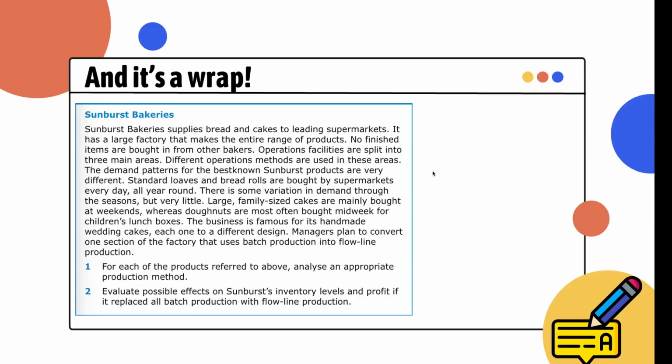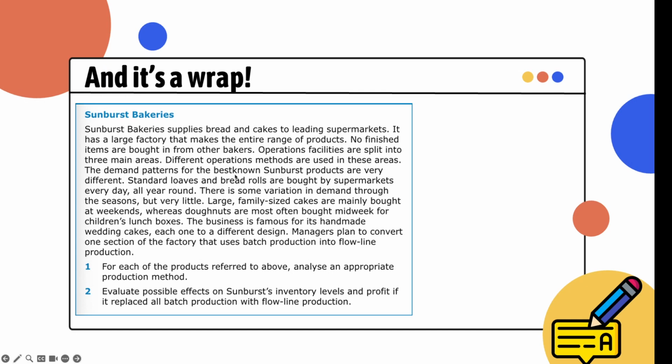Now let's look at a simple, short case study here, just to give you some idea. So Sunburst Bakery supplies bread and cakes to leading supermarkets. It has a large factory that makes the entire range of products. No finished items are bought in from other bakers. Operations facilities are split into three main areas. Different production methods are used in these areas.